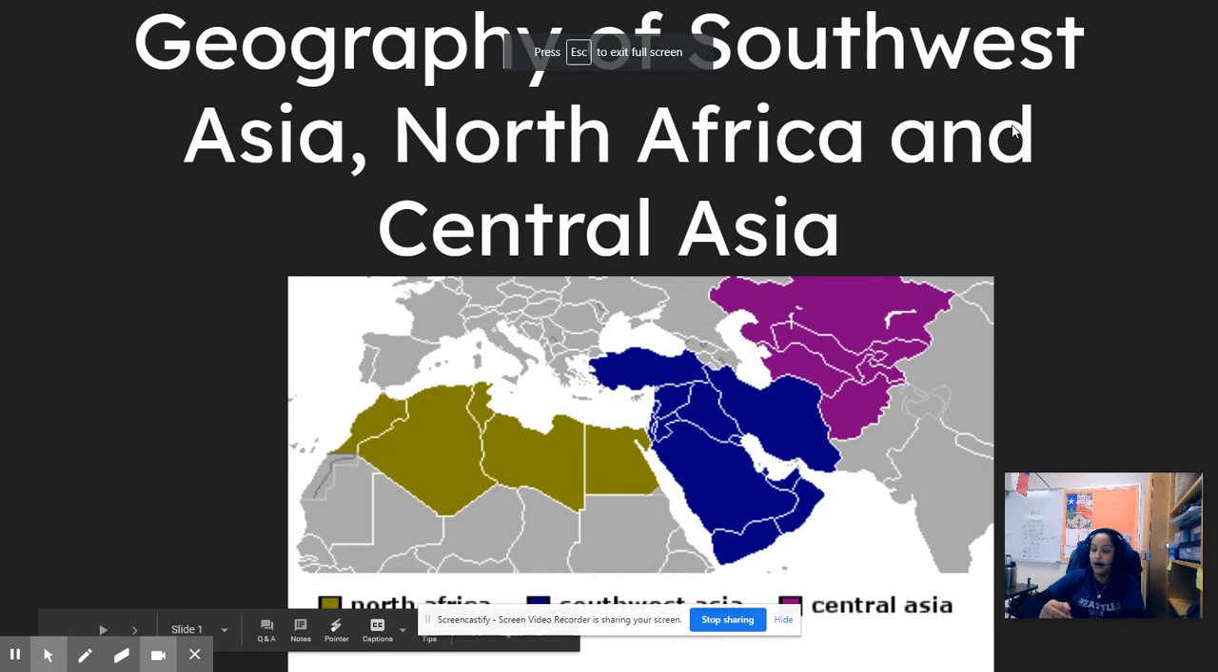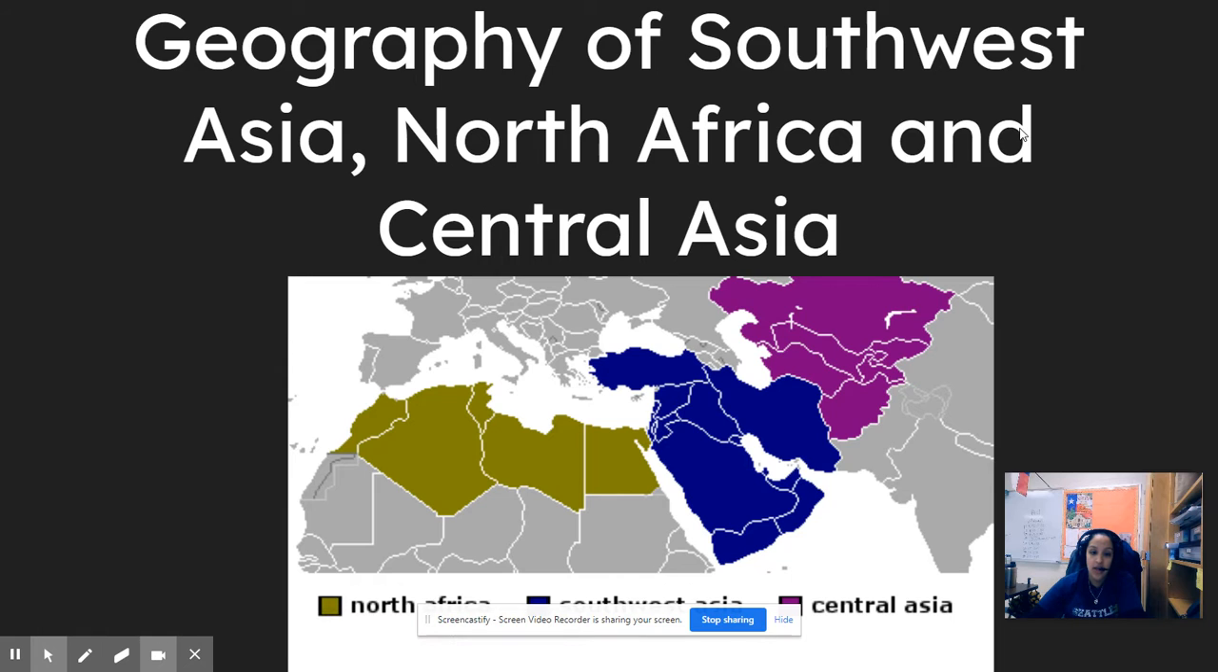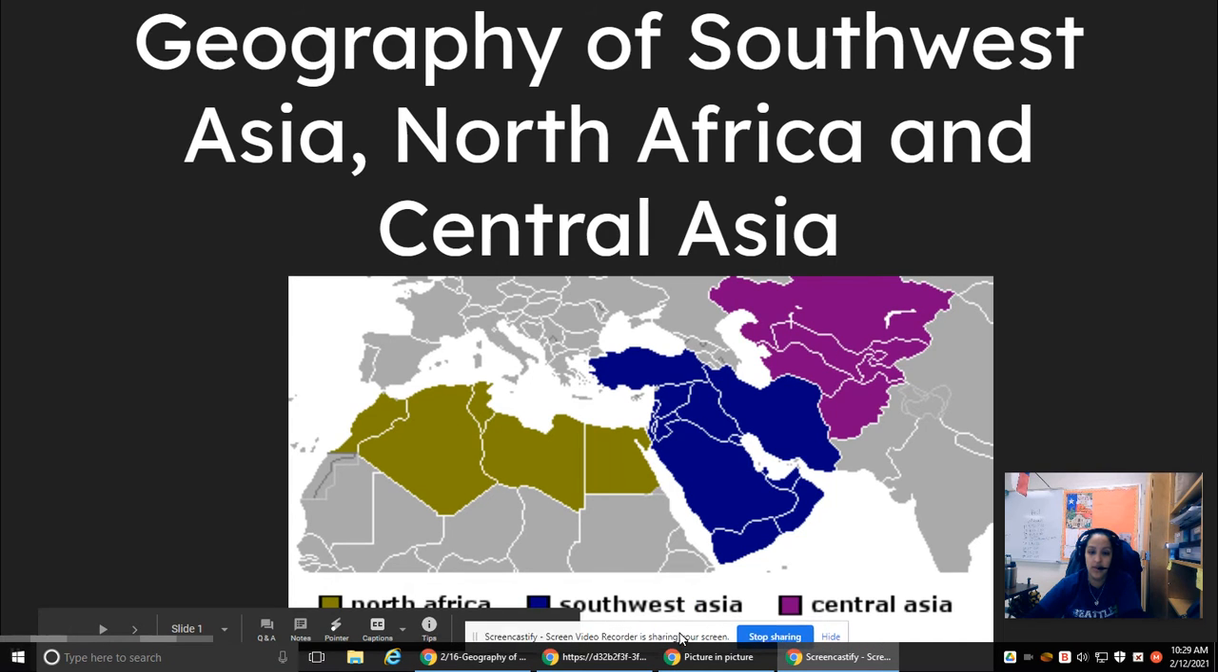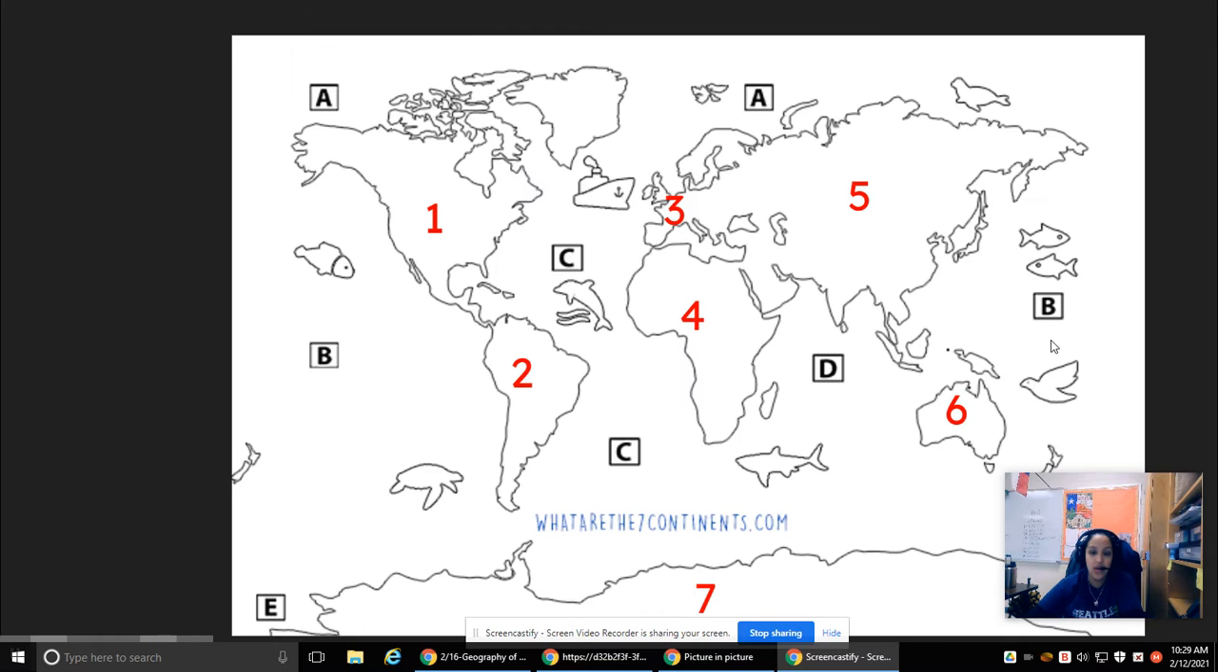And so this is a very good visual for you to see what we're actually learning. And so I said we're learning about Southwest Asia, which is right here, the blue. I know you can't see. There we go. Southwest Asia, North Africa. So it's 5 countries. And then Central Asia. So that's the 3 regions we're going to learn about.